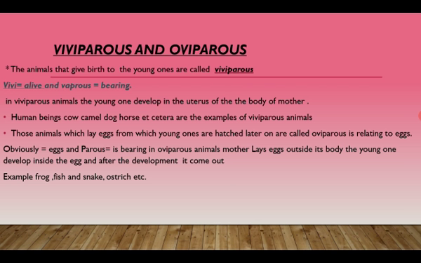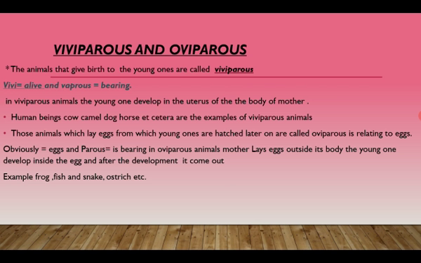Now, according to the birth of the young one, we can divide animals into two types, viviparous and oviparous. Viviparous animals are those which give birth to young ones. For example, bat, dog, cat, elephant, horse, whale and many animals. In viviparous animals, young ones develop in the uterus inside the female body.